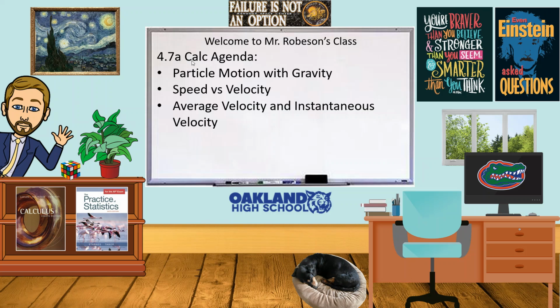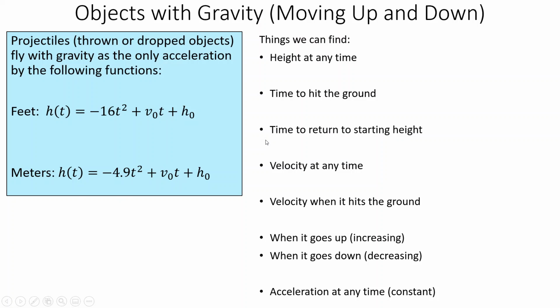So 4.7, we are looking at particle motion with gravity. Then we're going to take a look at speed versus velocity. Then we're going to take a look at average velocity and instantaneous velocity, which are two different things.